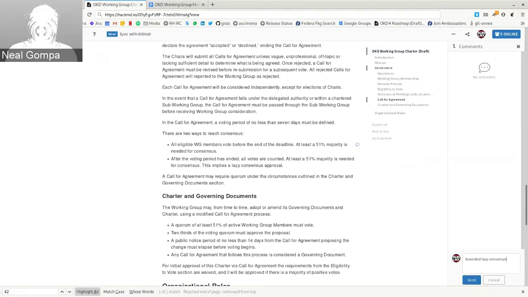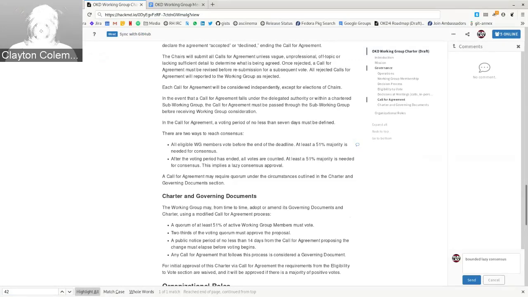Yeah, I kind of agree with that mindset. For normal work, I would agree with you, but when I read the charter and governing documents, there seems not to be a lazy consensus. That's changing here. And I think that it was insufficiently changed.